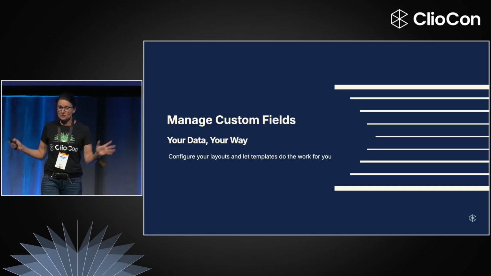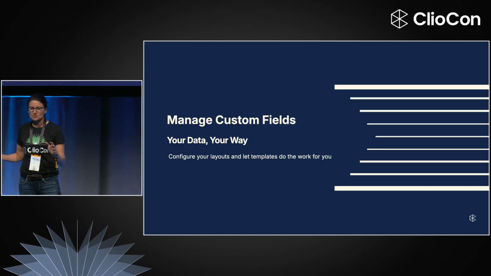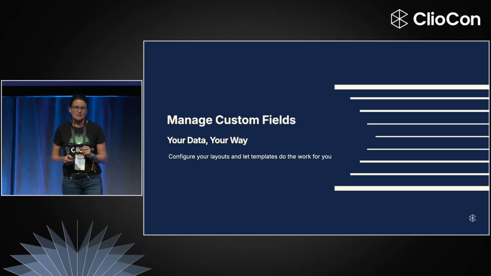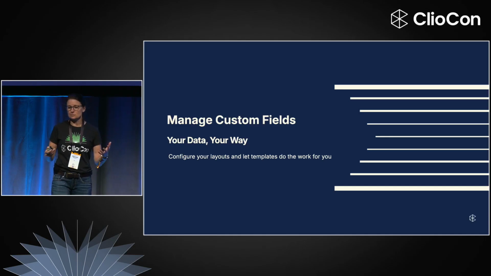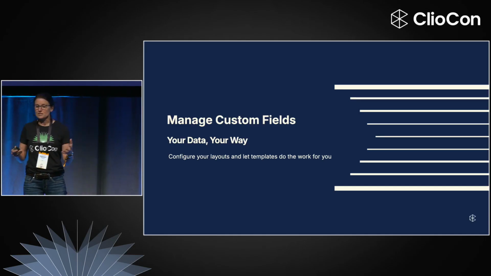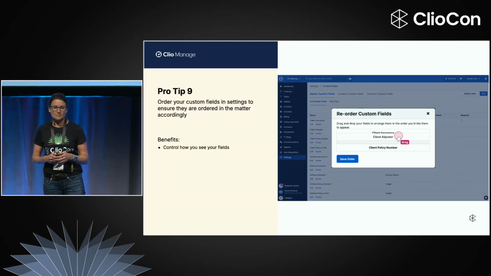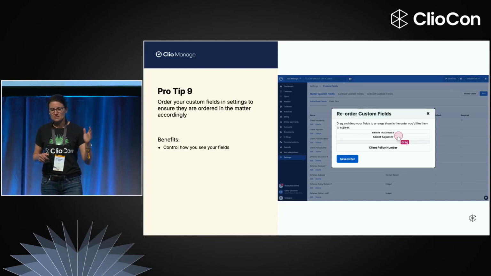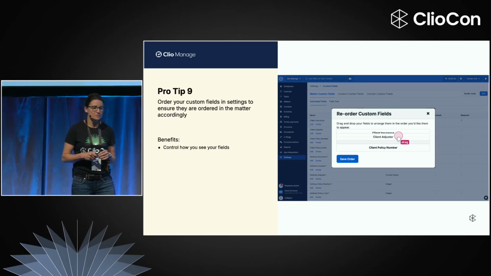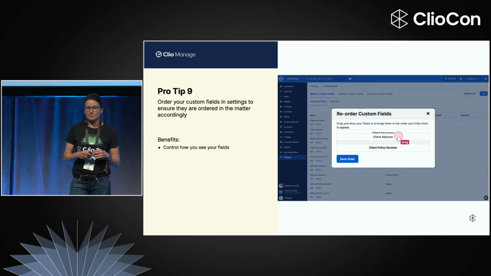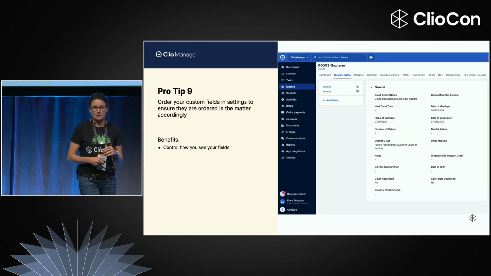Okay, so now you have all of your custom fields created. They're synchronized between Grow and Manage and Draft. Now I want to just go over a few tips for how you can use custom fields within Manage and see your data your way. Pro tip 9. You can select how to order the fields in your Matter view. Go to Manage, Settings, Custom Fields, Modify Order, and you can simply click and drag the order of the fields, and that's how they'll be displayed in the Matter.